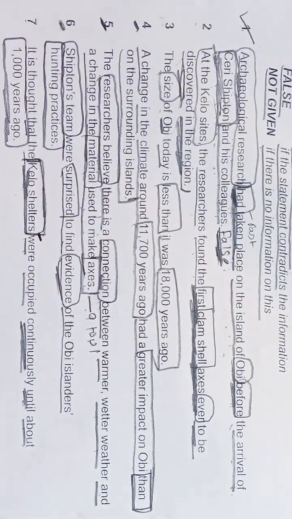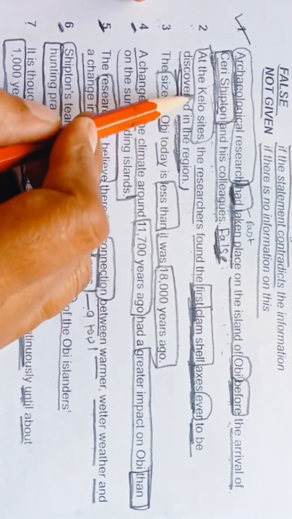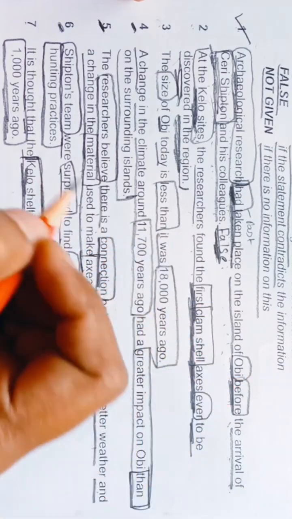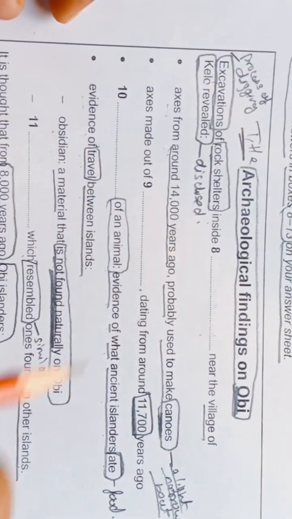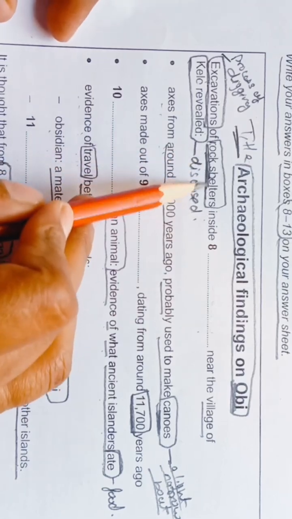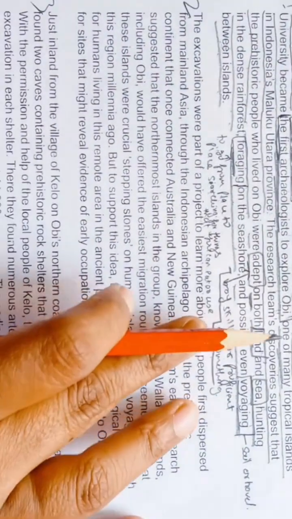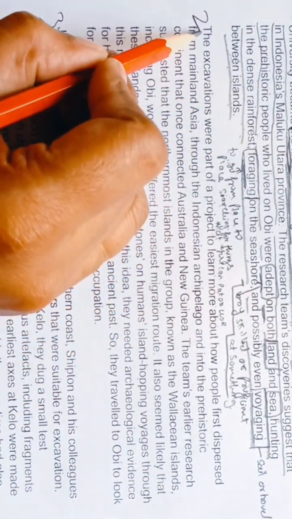Okay, so let's see our another keyword. Number 2, at the kilo sites. We have not seen anything regarding kilo sites till now, so we will move forward towards our next paragraph. Let's see whether we are getting it here. Our keyword is rock shelters. So let's move forward towards our second paragraph. Let's quickly read it.